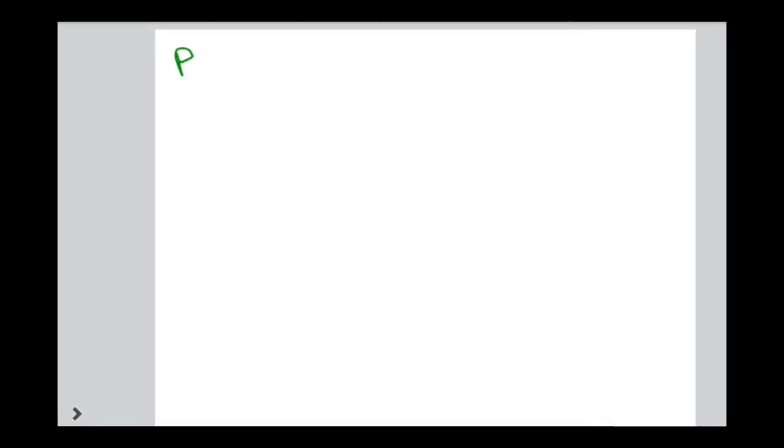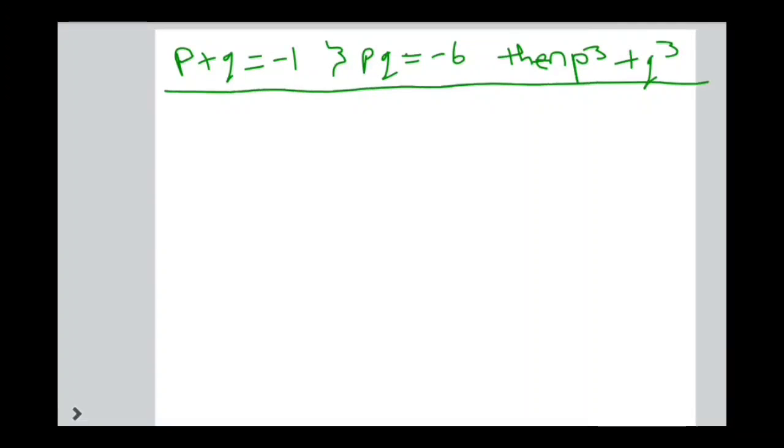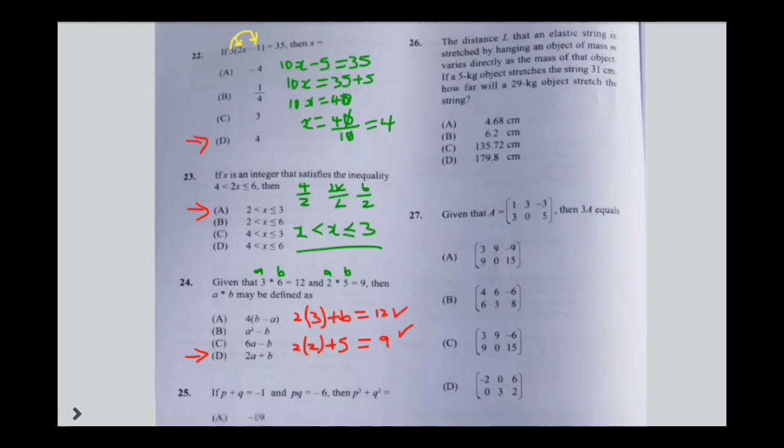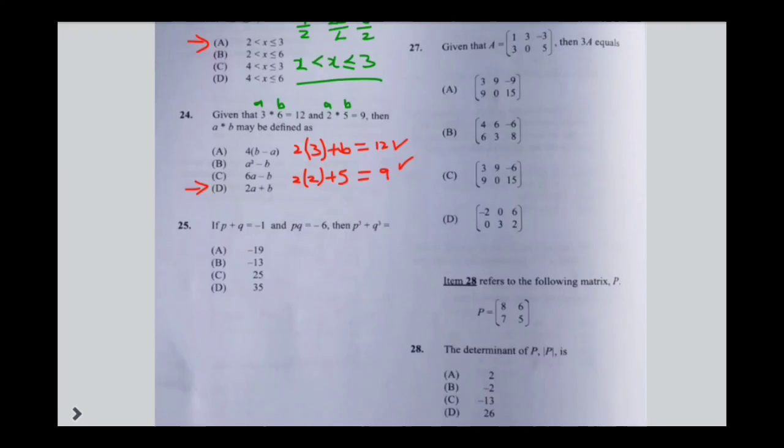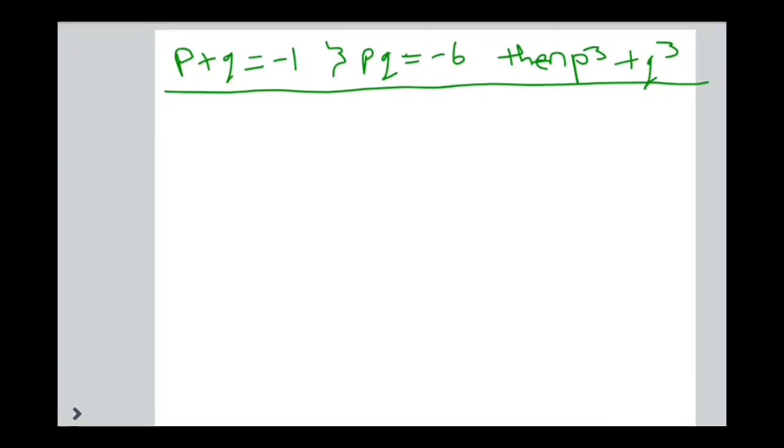So we have P plus Q, and that is equal to -1. And then we have PQ, which is equal to -6. And then we have P cubed plus Q cubed. So that is the equation that the question gave us. And they're asking us to, so what we have to do is find the value of P and Q, and then we substitute those values in the equation P cubed plus Q cubed, and we're going to have our answer. So before that, we need to find our P and Q values.